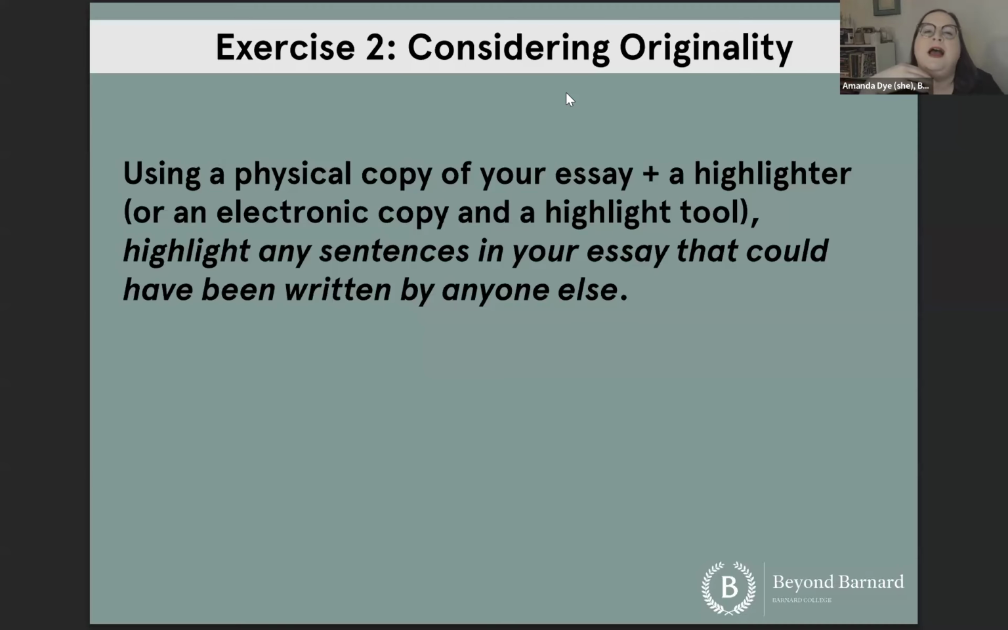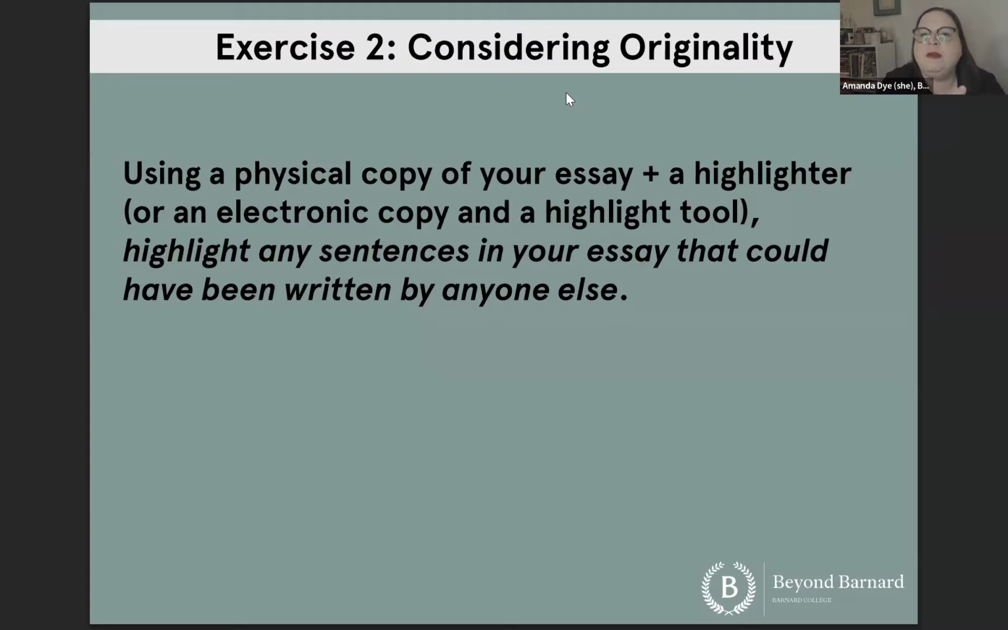The next thing that I really recommend is centered on the concerns that I very often hear about: how to stand out, how to be original, how to be unique in your personal statement. And what I recommend for this is actually just sitting down, either with a physical copy or a digital copy, and highlighting any sentences in your essay that could have been written by anyone else.